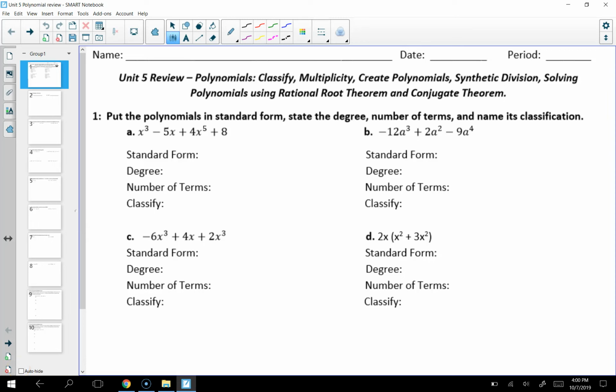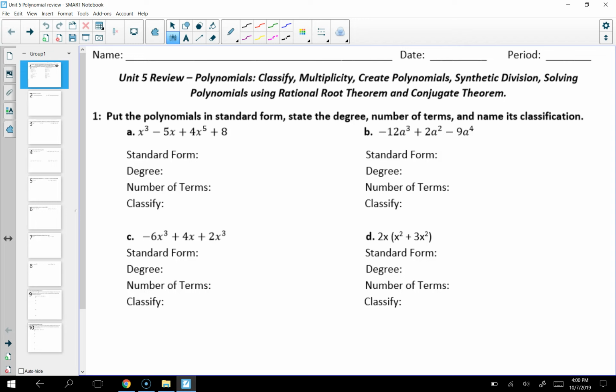Hey guys, this is your review for your Unit 5 quiz on Wednesday over polynomials and what we've done with them so far. So you're using this review to check your work that you did yesterday and maybe get any clarifying pieces that you may need. Remember, if you still have questions, you can send me a message on Remind and I'll do my best to answer.